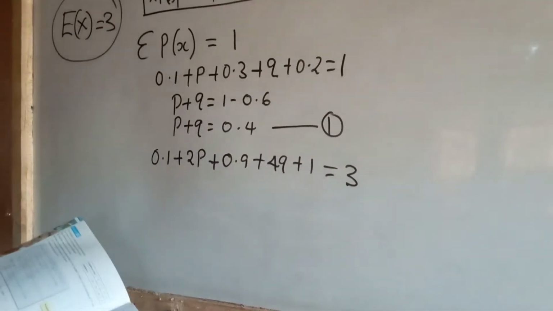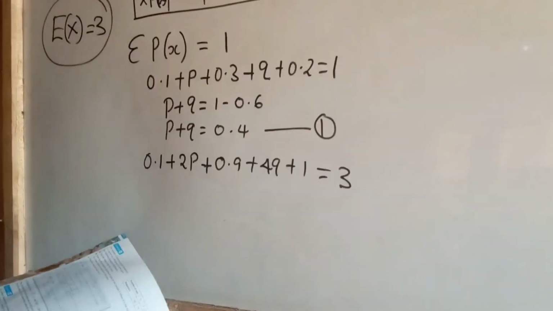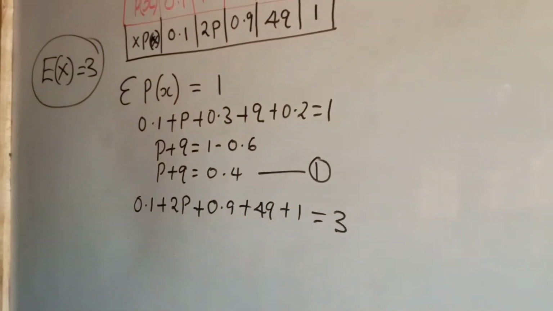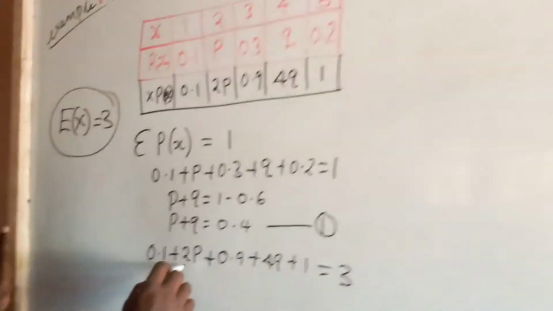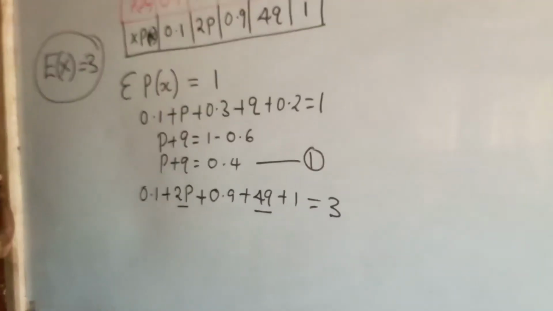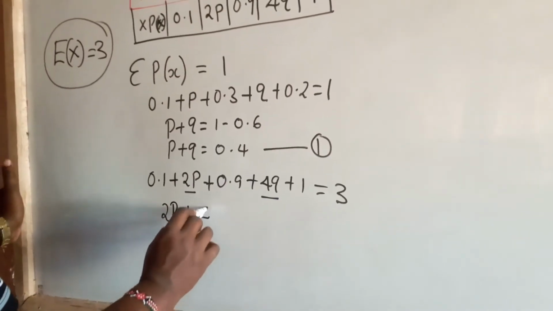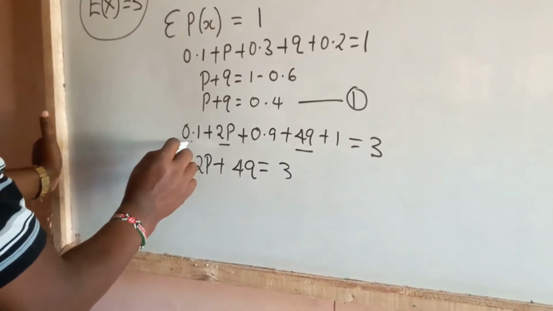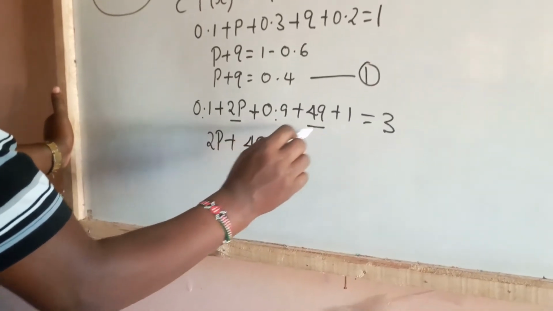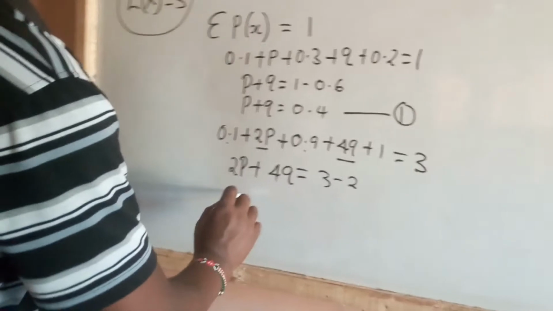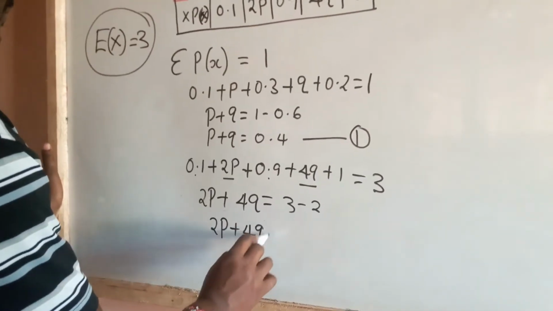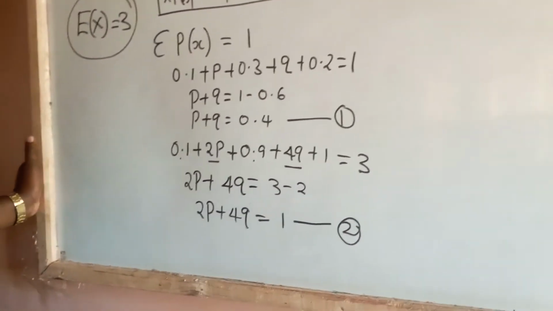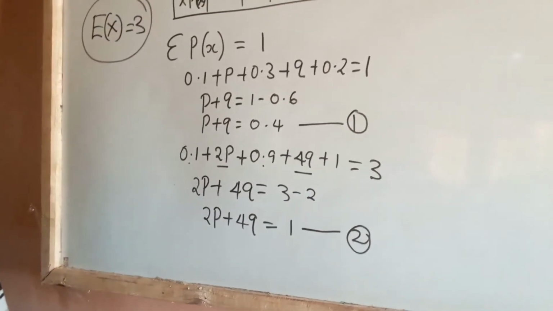Before we go further, it is important to note that 0.1 plus 0.9 is 1, plus 1 is equal to 2. We have to be very accurate as far as that is concerned. So 2p plus 4q is equal to 3 minus the sum of 0.1 plus 0.9, which is 1, plus 1, which is 2, minus 2. Therefore, 2p plus 4q is equal to 1. And that is our second equation. That is how easily we can answer part A of the question.